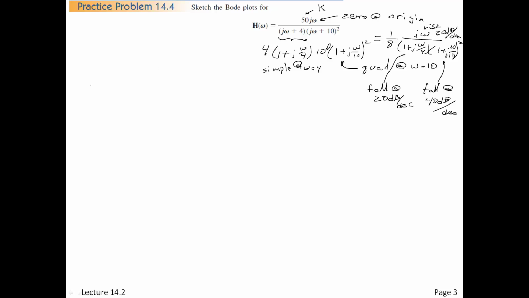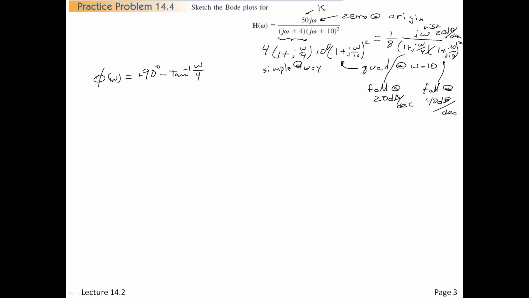Before we get too far along, let's also do the phase angle, right? So here the phase angle is going to be, we've got a 0 at the origin, so that's in the numerator, so we're going to have 90 degrees. That's where things are going to start. As frequency rises, that's going to get challenged. The first pole to occur as frequency rises is going to pull the angle down, according to the inverse tan of omega over 4, right?